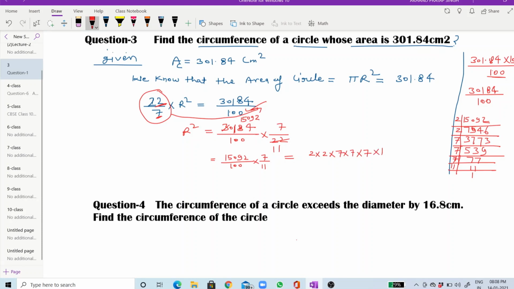So 2 times 2 times 3 times 7, 2 times 2 times 3 times 7, and 11 upon 100 into 7 upon 11. So the 11 will be cancelled. Now 2 to the 4 into 7, 7 7s are 49, into 7, 7 7s are 49.